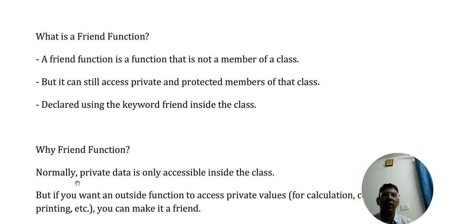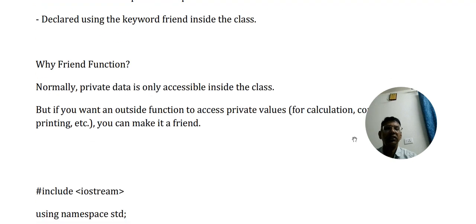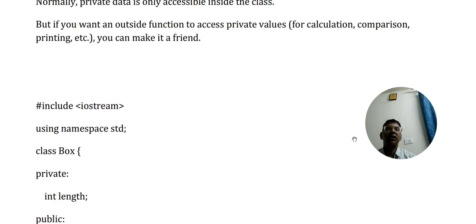Why friend function? Normally private data is only accessible inside the class. So private data is not for outside the class. So here if you want to access the private data you can use a friend function. But if you want an outside function to access a private value for calculation, comparison or printing, you can make it a friend. So let's understand this with the help of this example.